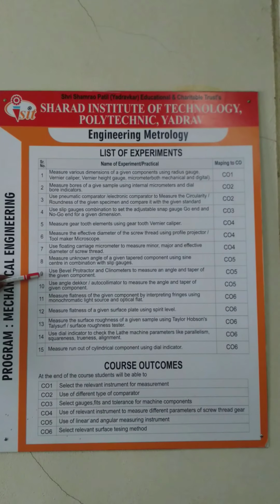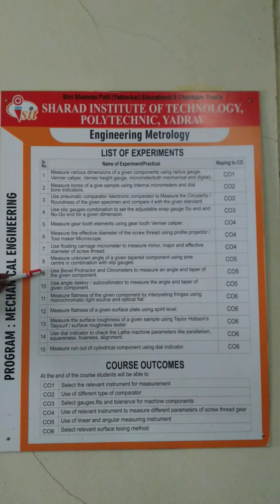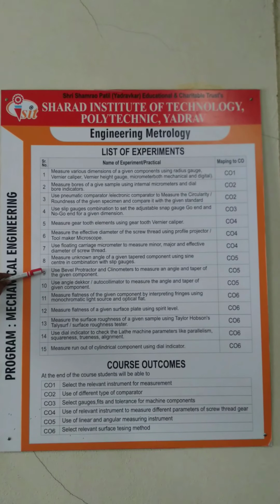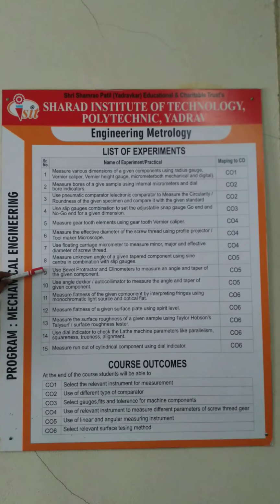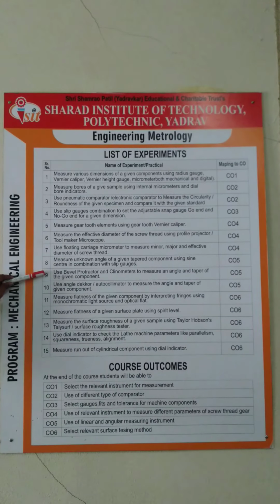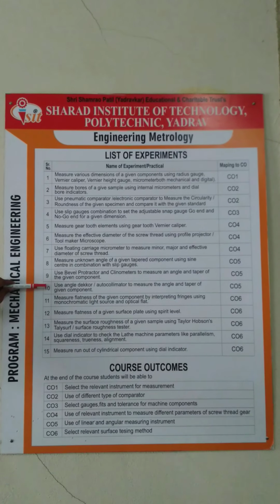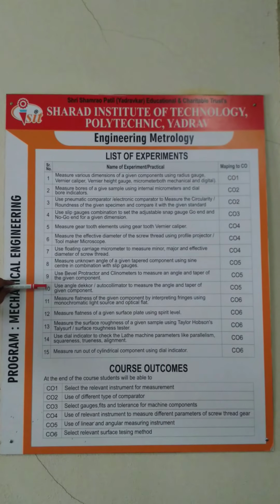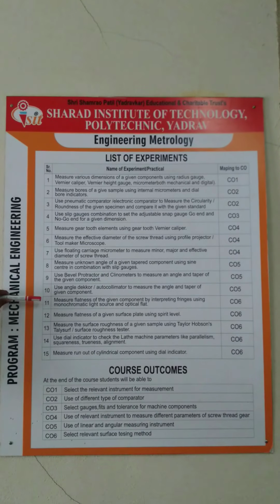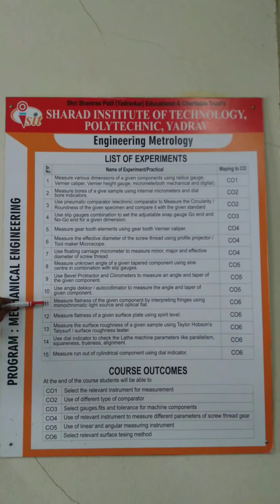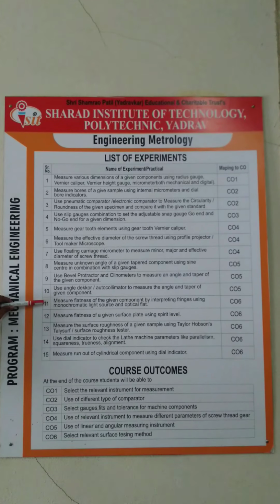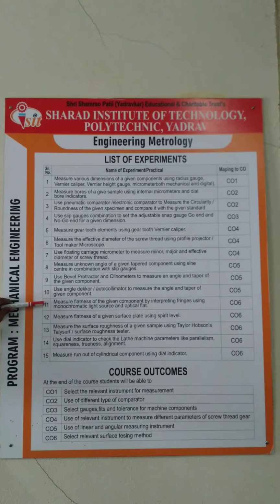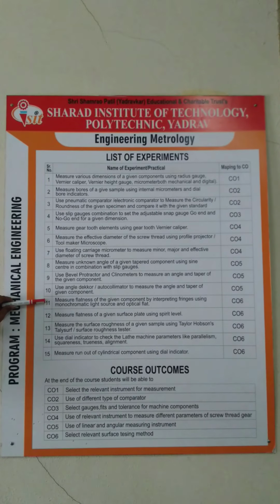Then the ninth experiment is about the use of bevel protractor and clinometer to measure the angle and the taper of a given component. Then the 10th one is using an Angle Dekkor autocollimator to measure the angle of a taper component. Then the 11th practical is about measuring the flatness of a given component, interpreting the fringe patterns using the monochromatic light source and optical flat.